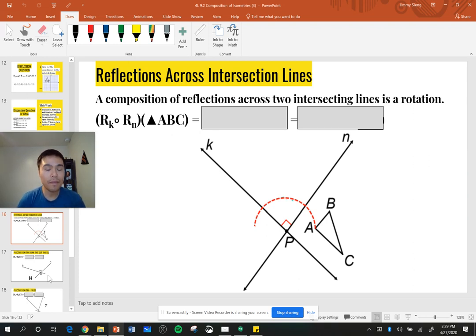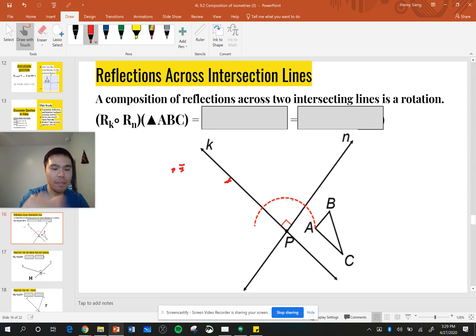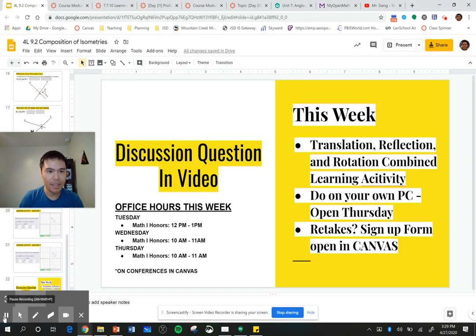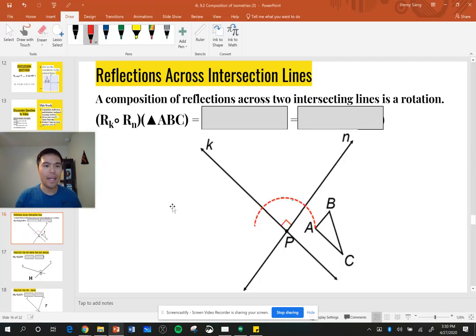So remember with our notation just right over here, I have Rk of Rn. Just let me double check. Yep, Rk of Rn. And basically what that is saying, remember, in this case it's capital R. So that means, one sec, I need to fix my stylus. All right, stylus is fixed now. Okay, so like I was saying, we have here Rk of Rn of the triangle ABC.